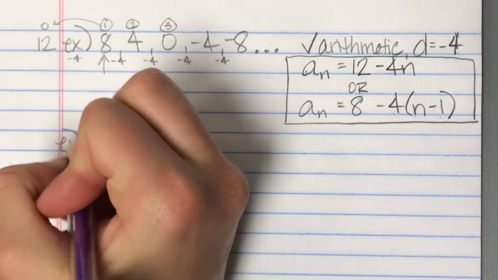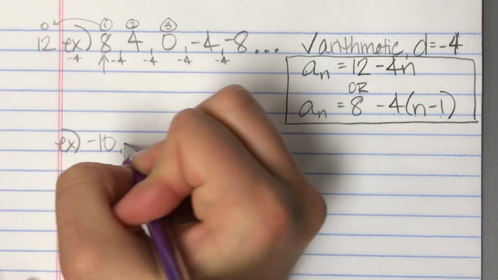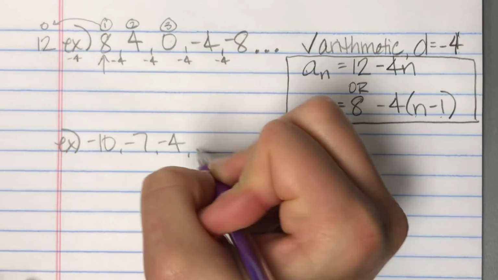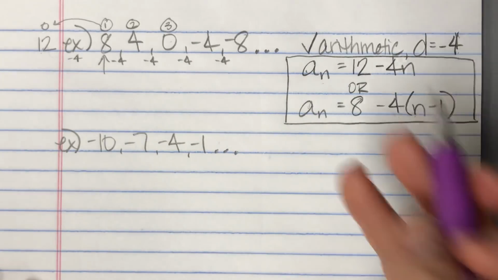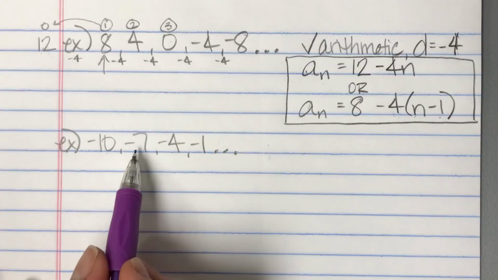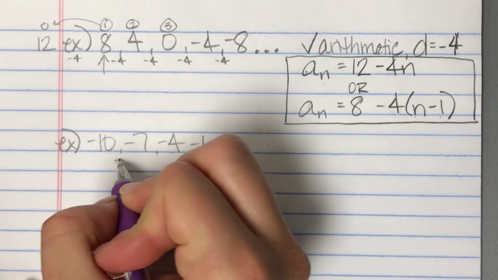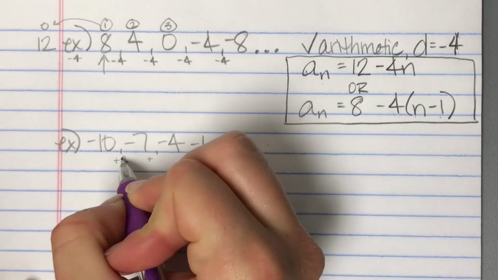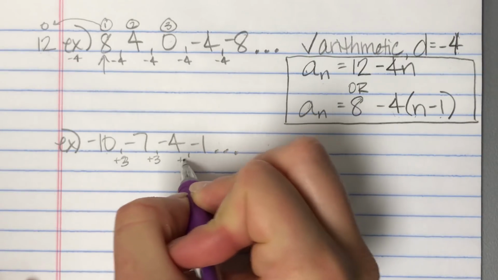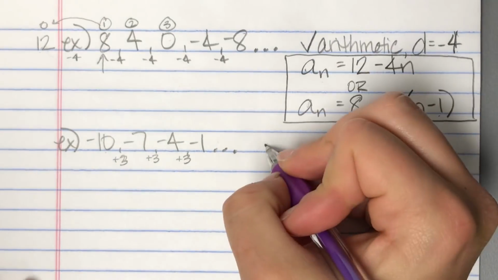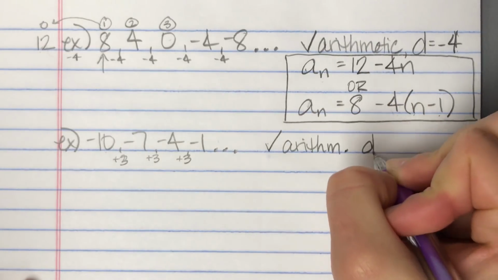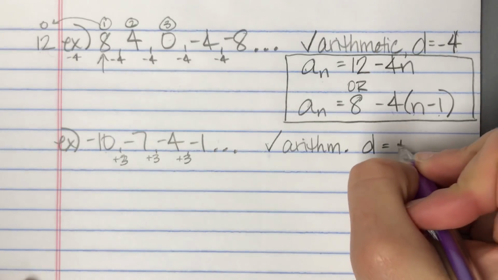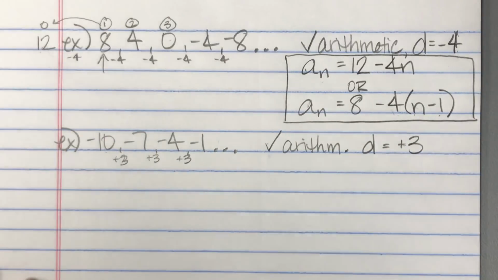All right, one more example. Let's go negative 10, negative 7, negative 4, negative 1, ... So first off, is it even arithmetic? Do we have a common difference happening every time? Well, that one adds 3, then we add 3 again, and then we add 3 again. So yes, it is arithmetic because the common difference is positive 3. You don't have to write the positive, I just do because it helps me write the formula.